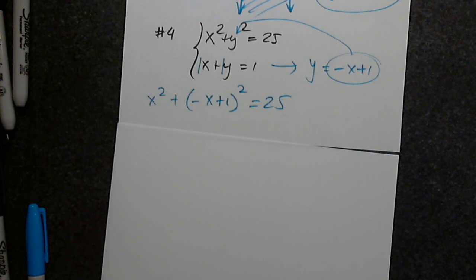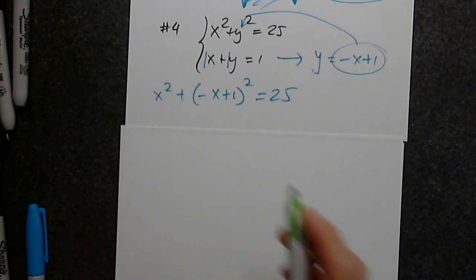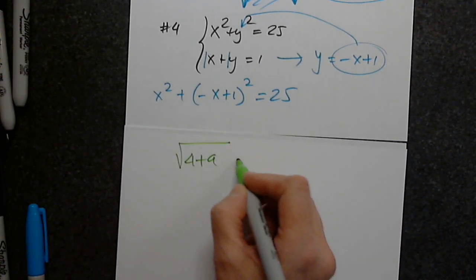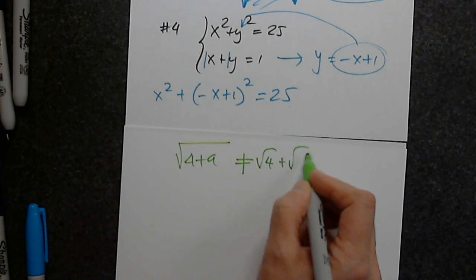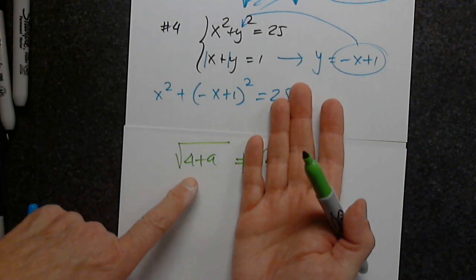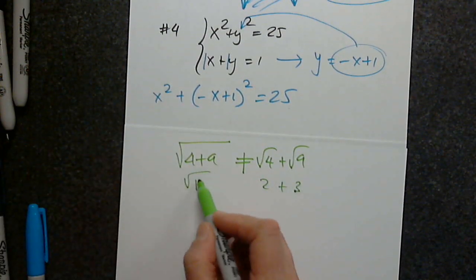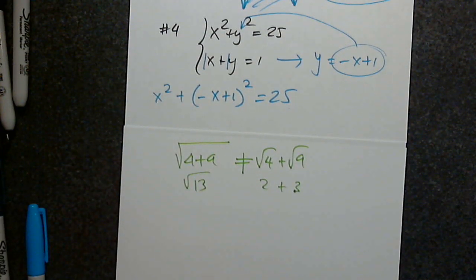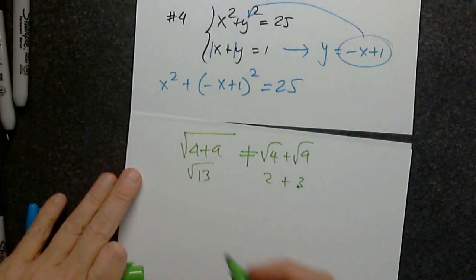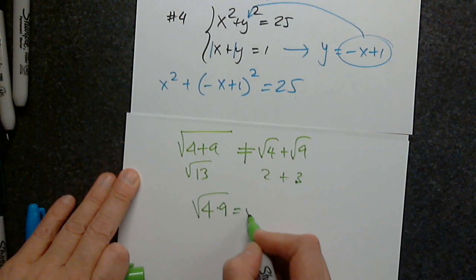Very good point. We cannot take the square root from a sum. So good that you mentioned that, please. So the square root of 4 plus 9 does not equal the square root of 4 plus the square root of 9. This is the square root of 13, and this is 2 plus 3. So they cannot be the same. I can break the radical only if I have a product or a ratio, not if I have a sum or a difference. If I had the square root of 4 times 9, absolutely.